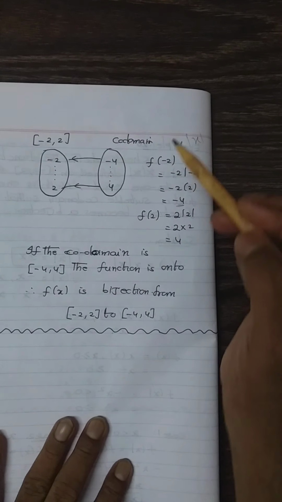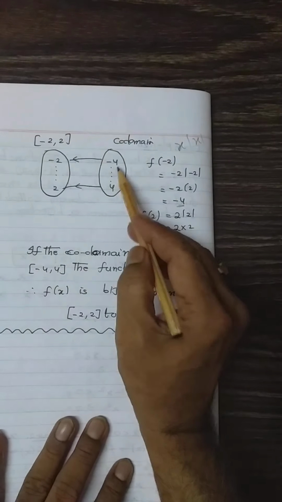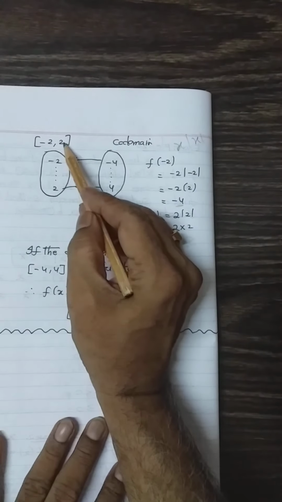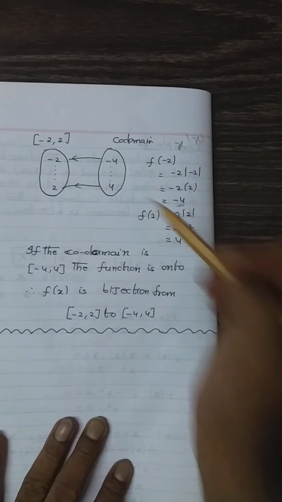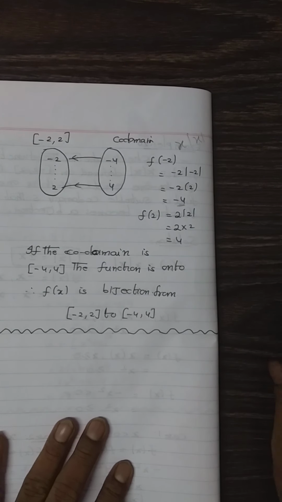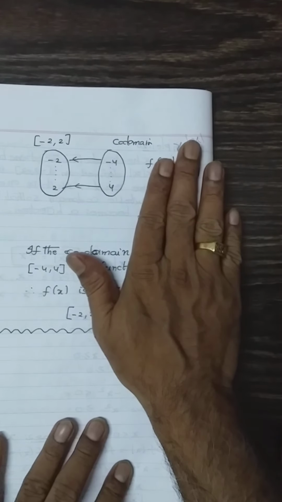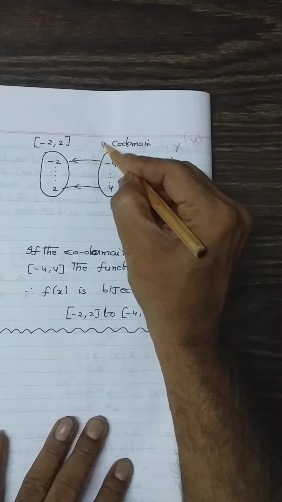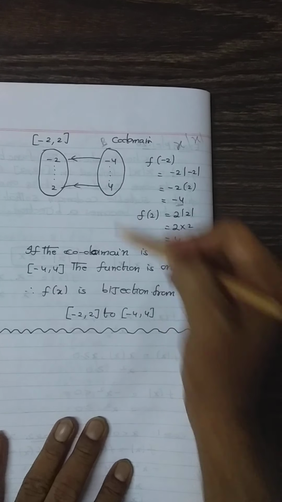Okay, so if the codomain is -4 comma 4, the function becomes onto, because this is the least value and this is the greatest value. So f of x is a bijection from -2 to 2 to -4 to 4. See, in example 1.19 we did only this part as one problem. Okay, the B set, how will you find the B set? Same model, the B set is this one, -4 comma 4.